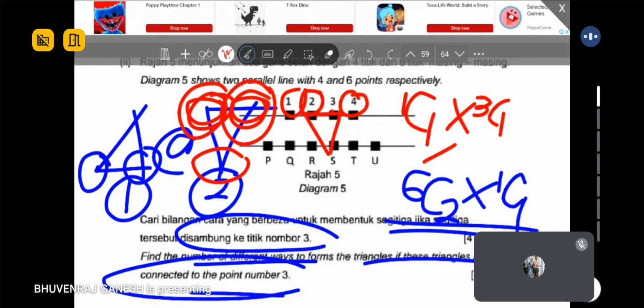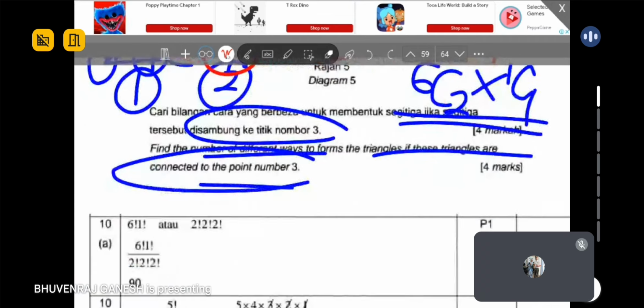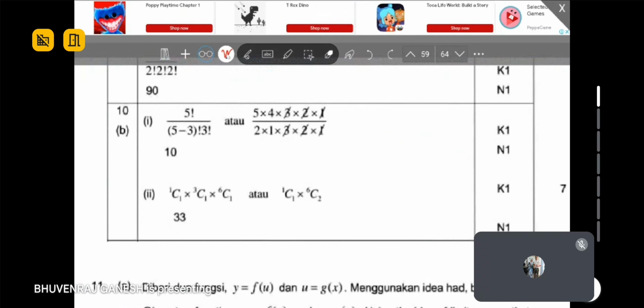And then bawah, 6C1, because 1 saja ke bawah. Only 1 point. Total 6 point. Okay, so that's why working dia macam ni. Okay, do you understand, guys? Yes or no? So then you just plus lah, tambah 2. Okay, then you will get the answer. Okay, are you clear, guys? Soalan 10 dah habis lah. Soalan 10. Okay, can so far?